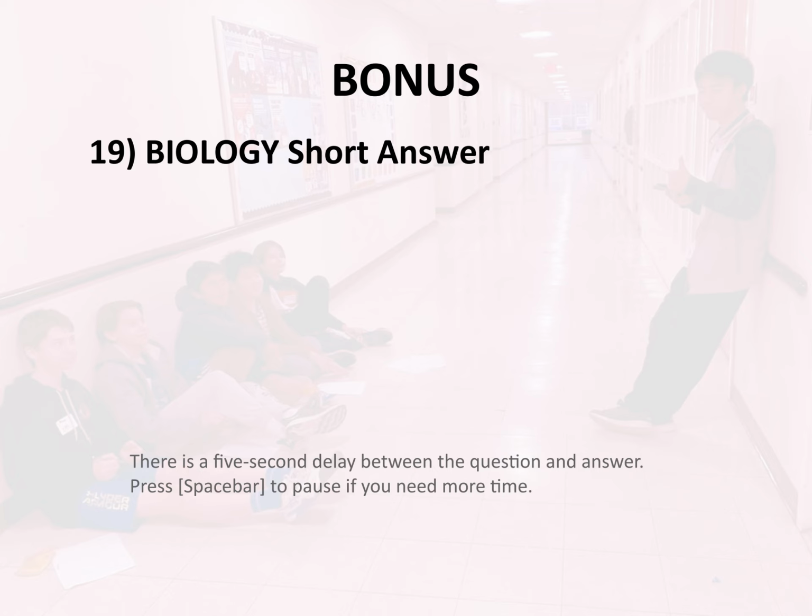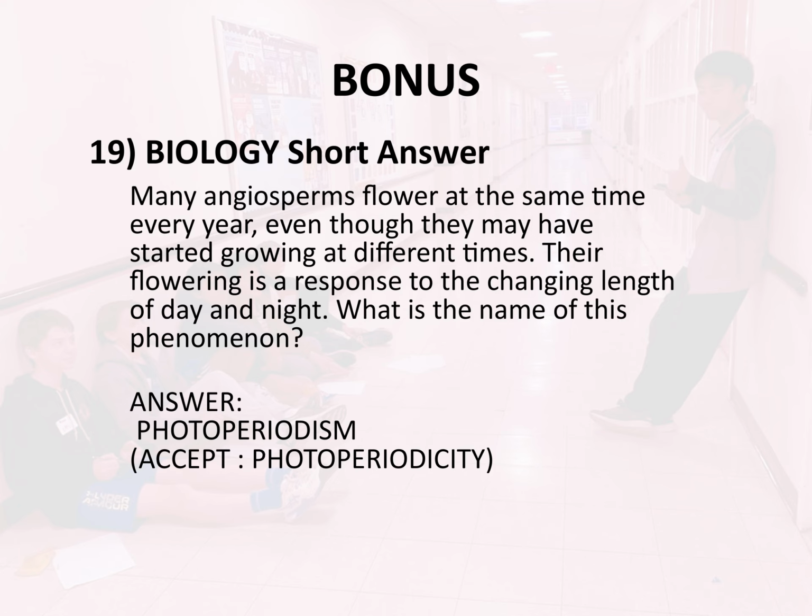Bonus 19. Biology. Short answer. Many angiosperms flower at the same time every year, even though they may have started growing at different times. Their flowering is a response to the changing length of day and night. What is the name of this phenomenon? Answer: Photoperiodism.